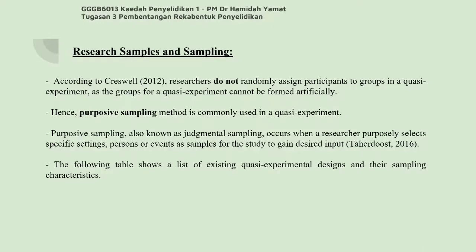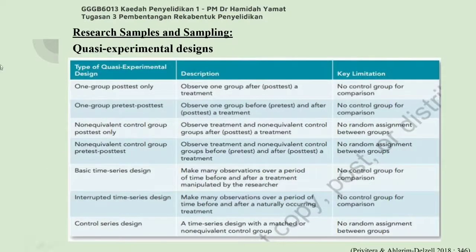So, the following table will show a list of existing quasi-experimental designs and their sampling characteristics. In the table here, we can see a list of quasi-experimental designs with respective descriptions and the key limitations for their sampling method. For one group post-test only, one group pre-test post-test, basic time series design, interrupted time series design, we can notice that they do not use a control group for comparisons, while the rest, non-equivalent control group post-test only, non-equivalent control group pre-test post-test, and control series design, do not have random assignment between groups. In general, comparison groups are mostly used in a quasi-experimental study.